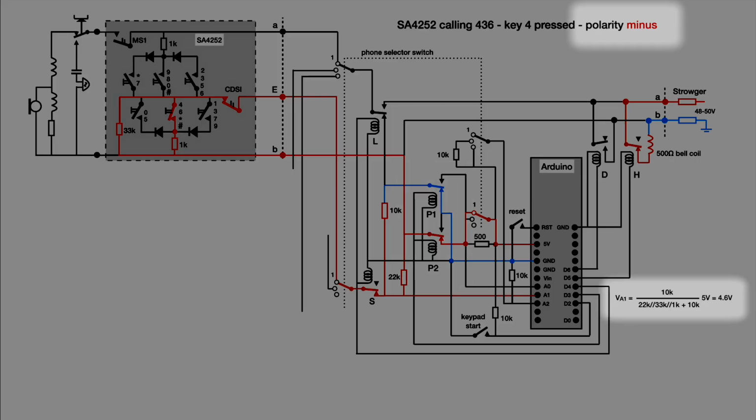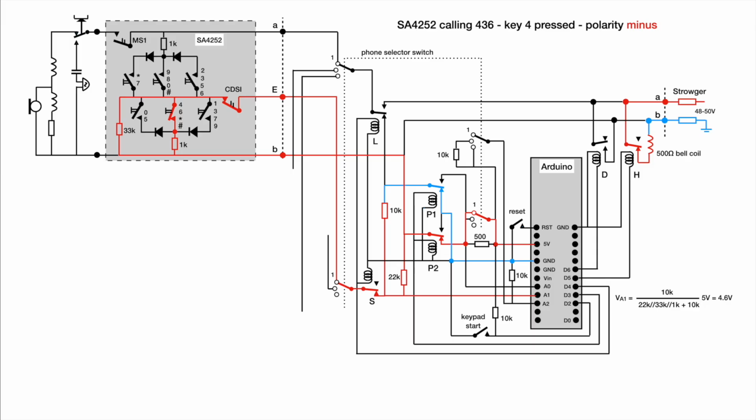Now the voltage at A1 reads 4.6 volt. The combination of both voltages determines which key has been pressed. A margin of plus and minus 20 counts, which equates to 100 mV, allows for small supply voltage fluctuations.